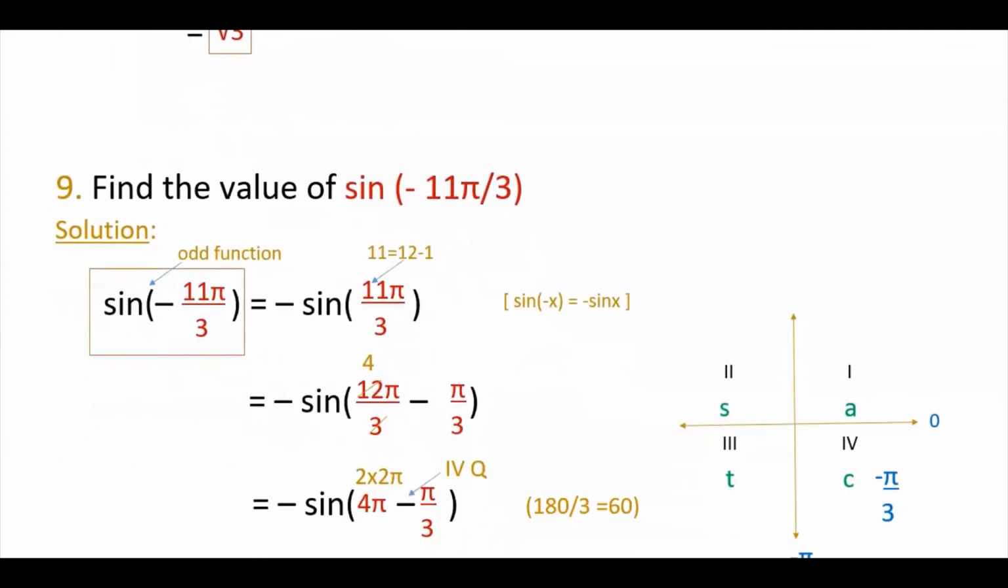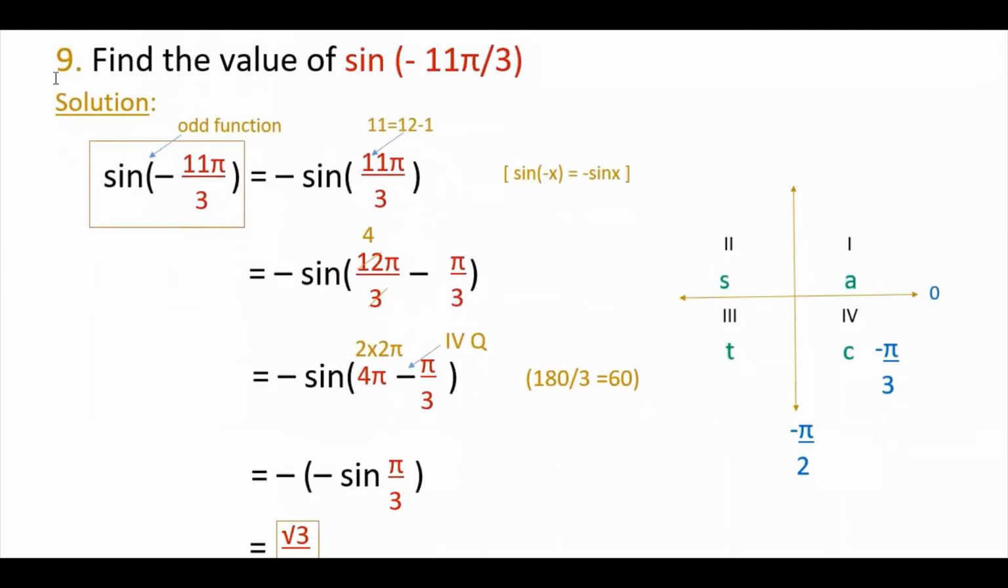And this is the 9th problem. Find the value of sine of minus 11π by 3. Whenever a negative sign comes, you have to check whether it is an odd function or an even function. Sine is an odd function. Even functions are only cos and secant. Sine is an odd function, so you have to put a negative sign here. Sine of minus x is equal to minus sine x. So first write minus sine of 11π by 3.